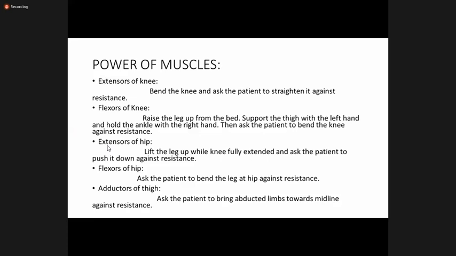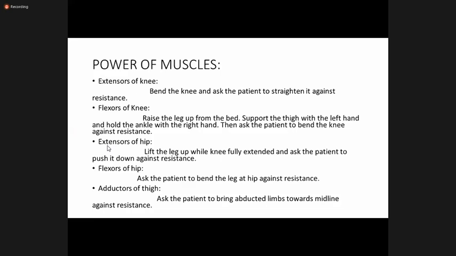And then you should check the power of knee muscles. For the extensor of the knee, bend the knee and ask the patient to straighten it against resistance. For the flexors of the knee, raise the leg up from the bed, support the thigh with the left hand and hold the ankle with the right, and then ask the patient to bend the knee against resistance to check the power of the flexor muscles of the knee.